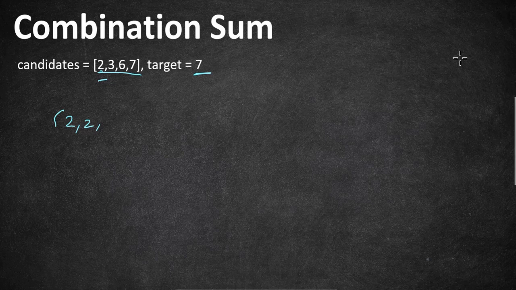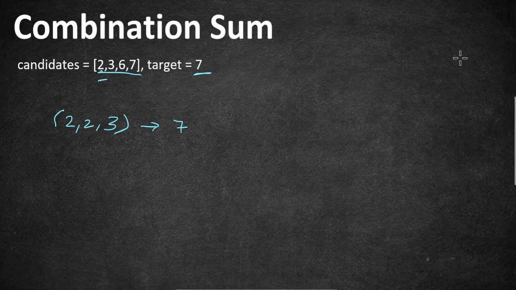2 plus 2 is 4. We need 3 to make it 7. So yes, we have 3. So let's add it, and this is going to be a combination that sums up to 7. Let's see if there is any other combination. If we add 3, 3, we have 6. We again don't have 1 to sum up to 7. Let's see if we have any other number to make it 7. 3, 4 should give us 7, but we don't have 4 here either, so we can't add any other number to 3 that makes it 7.